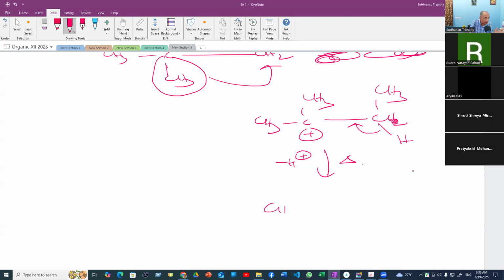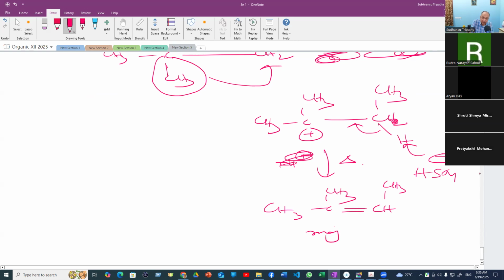HSO4 minus is the base, it will abstract, and then it will become H2SO4. So you get this major product. As always, as I told you, it will be regioselective. This is the major product, and the other product will be the other one, on this side.